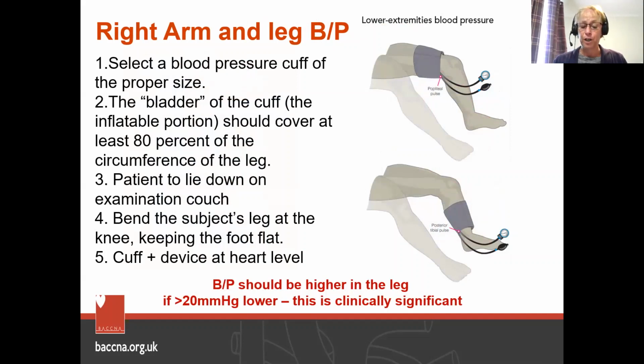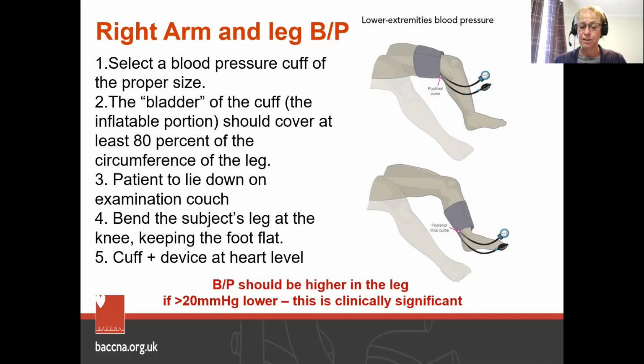In order to do a blood pressure in the leg, it's really important that the patient is able to lie down on a bed. They shouldn't be sitting in a chair with their legs in a dependent position. Of course, if they're wearing tight clothes, offer them a gown to wear. And it's important to select the correct blood pressure cuff size in the same way as you would when you're doing a blood pressure in the arm.